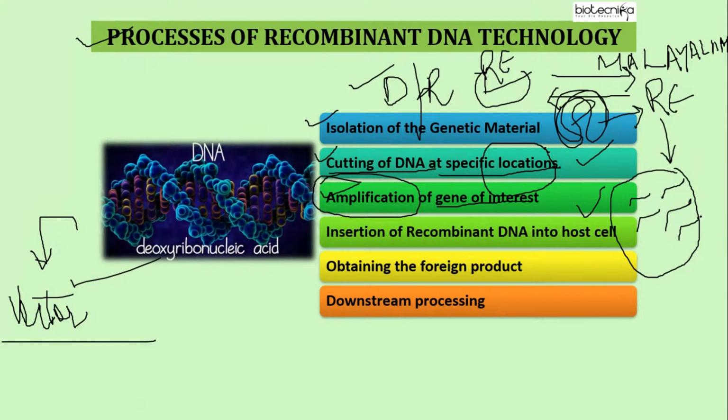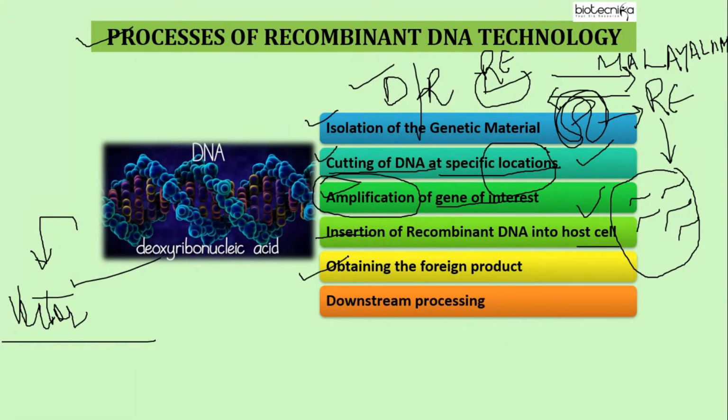So what did the restriction enzyme do? It cleaved both. Now this DNA will be cloned in the vector. Now this vector is a complete recombinant DNA. So you will insert this recombinant DNA into the host cell. This host cell can be plant, it can be animal, it can be bacteria.